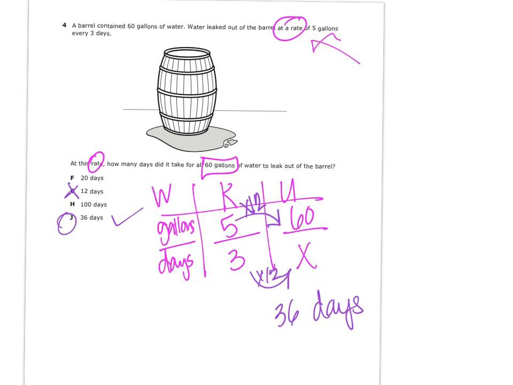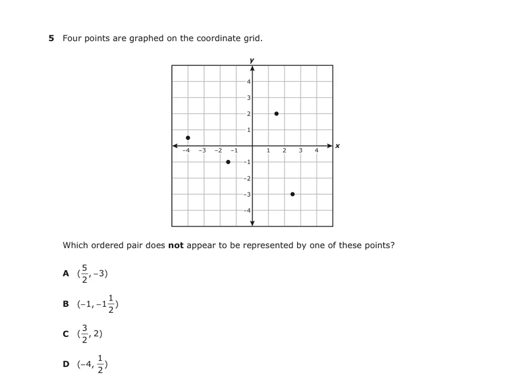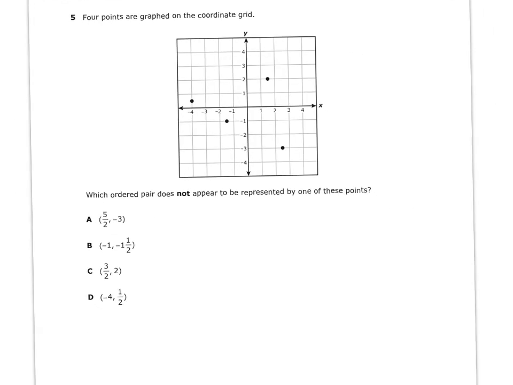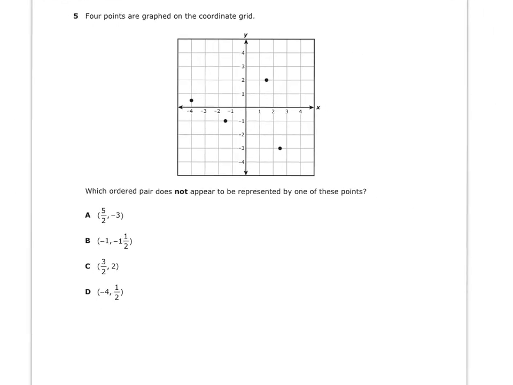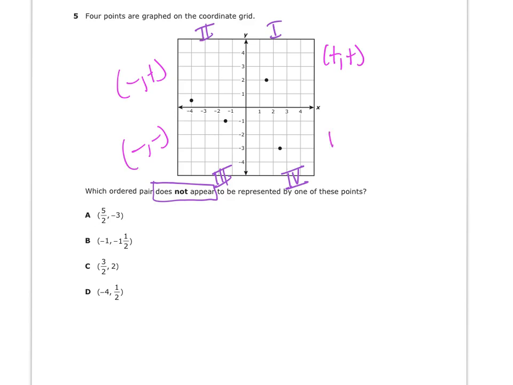Okay, last one we're going to do on this video. 4 points are graphed on the coordinate grid. Okay, easy. Which ordered pair does not appear to be represented? Does not appear to be represented. Okay, you know this is 1, 2, 3, 4. This is positive, positive, negative, positive, negative, negative, positive, negative. You should write that every time.